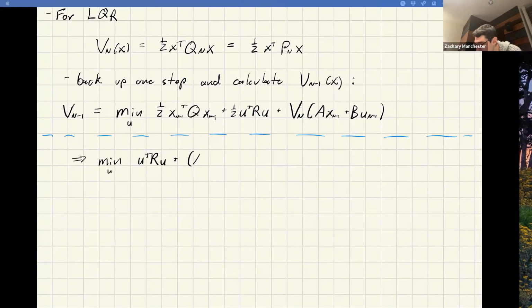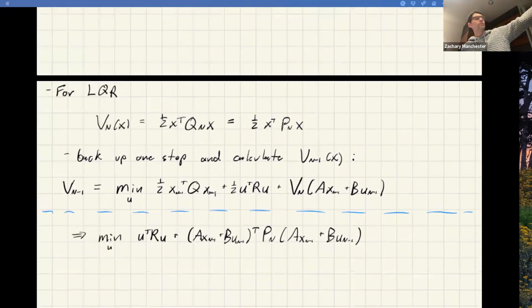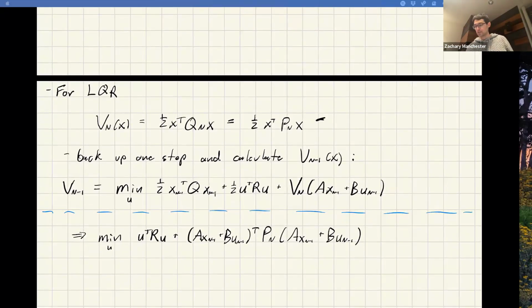I'm going to write it with the dynamics plugged in for that x_n. So u_{n-1}, and then this transpose, and I'm going to still write it as P_n for reasons that'll become clear in a sec. And then just this on the other side. Everyone see how I did that? I just plugged the dynamics into this guy here.